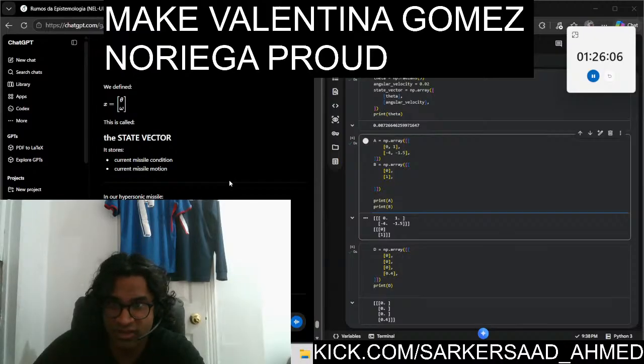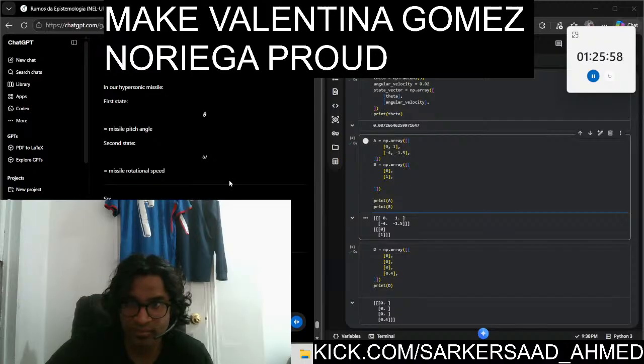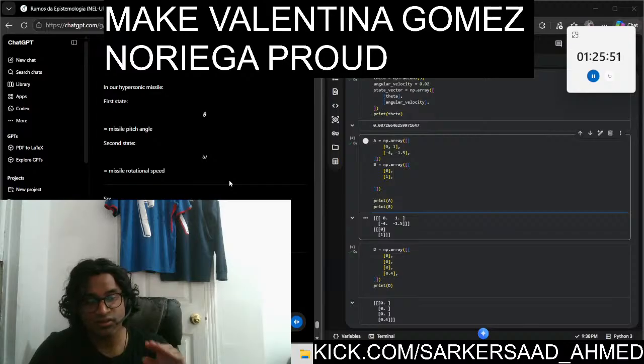In the hypersonic missile, the first state will be theta, the pitch angle. The second will be the angular velocity, that's the missile rotational speed. So the rotational speed and the pitch angle. The x is technically what it's doing right now. It's going to go up.